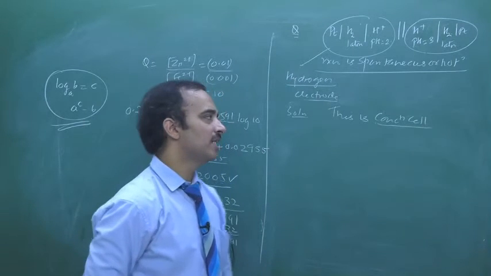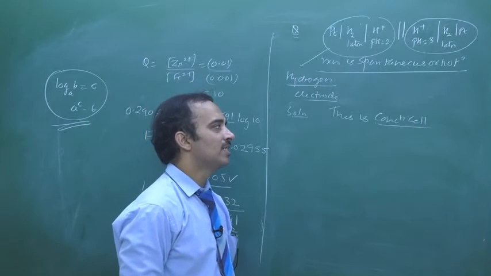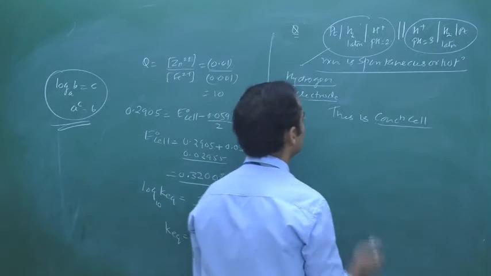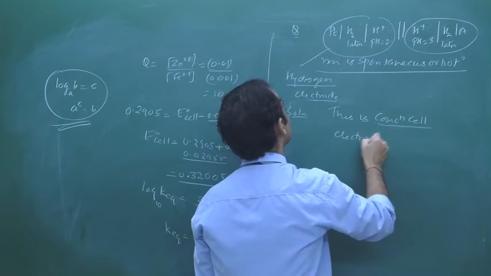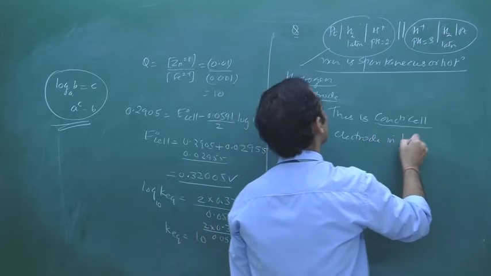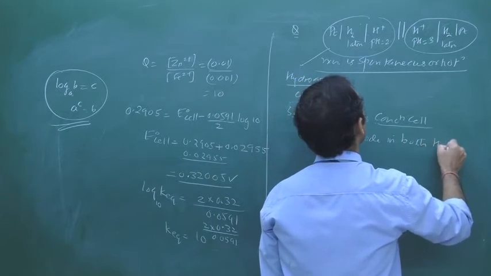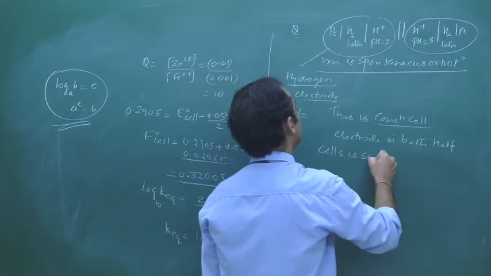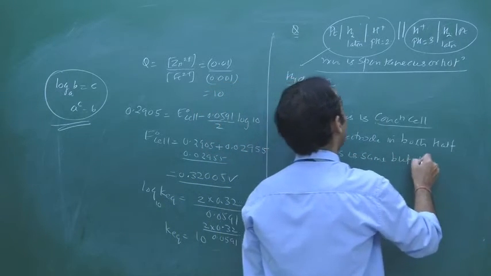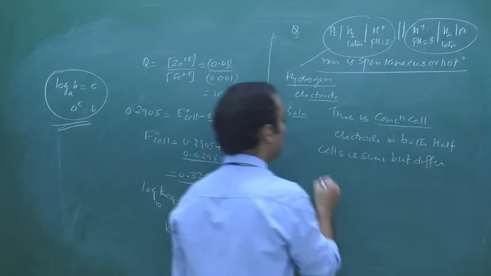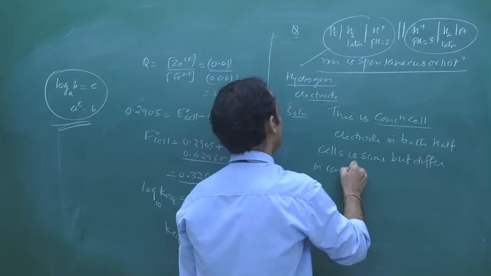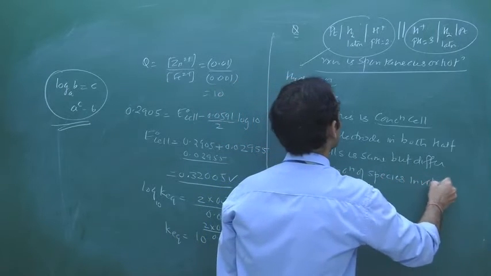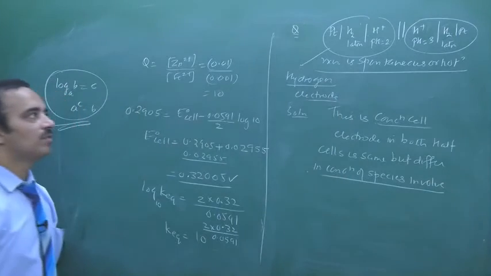What is a concentration cell? A concentration cell is a cell in which the electrode in both half cells is the same, but differ in the concentration of species involved.